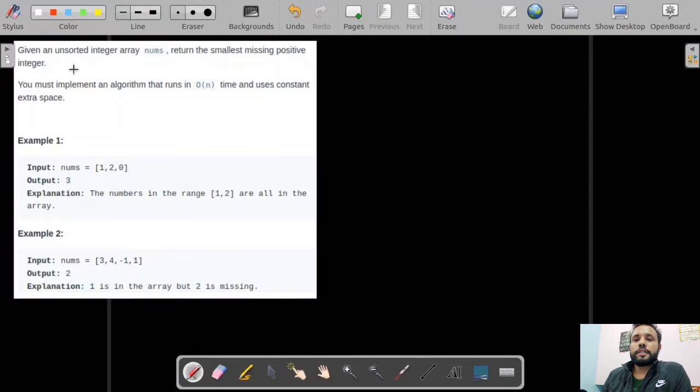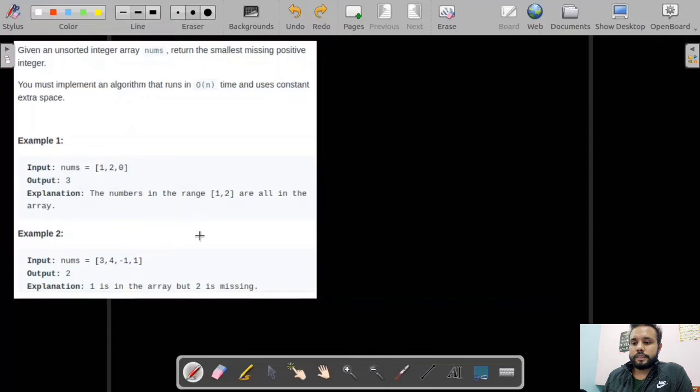Given an unsorted integer array nums, return the smallest missing positive integer. You must implement an algorithm that runs in O(n) time and uses constant space. Okay, we will worry about this thing later. First, let's try to understand the question.